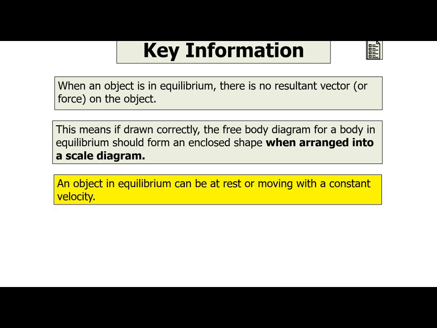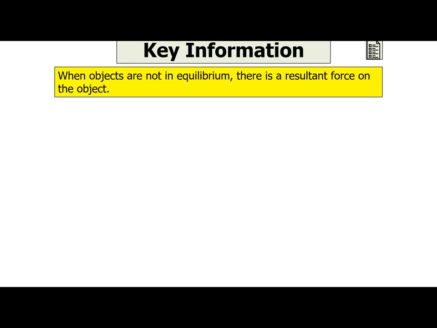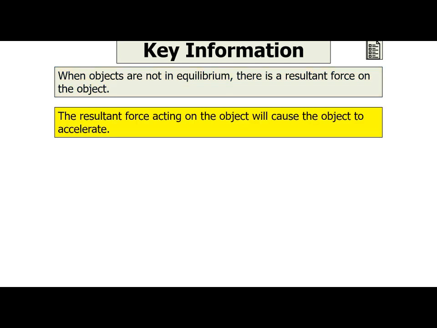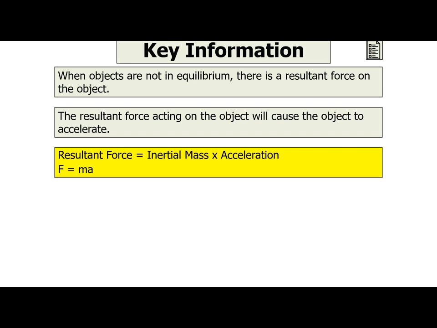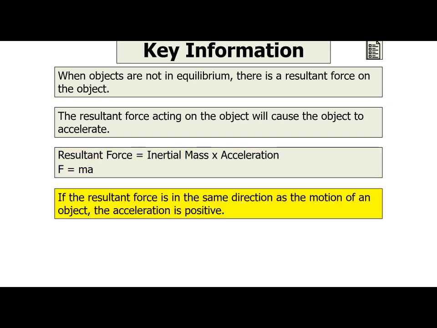Now, an object in equilibrium can either be at rest or moving with constant velocity. Now, when objects are not in equilibrium, there is a resultant force on the object. The resultant force acting on the object will cause the object to accelerate. And we can work out the size of the resultant force, as resultant force is the inertial mass times by the acceleration, or F will equal ma. Now, if the resultant force is in the same direction as the motion of an object, the acceleration is positive. If the resultant force is in the opposite direction to the motion of the object, the acceleration is negative.